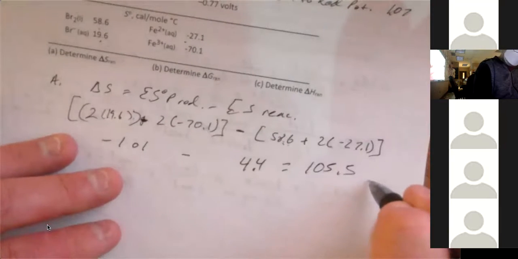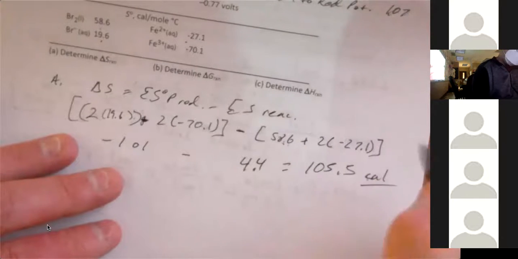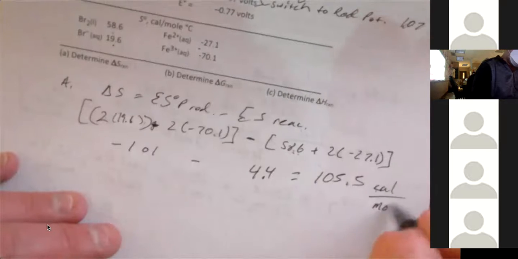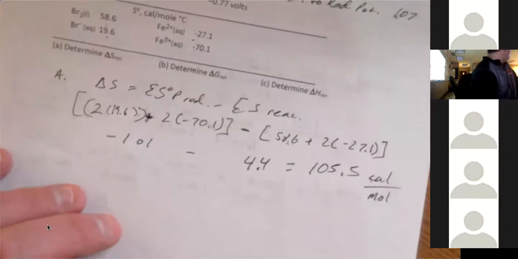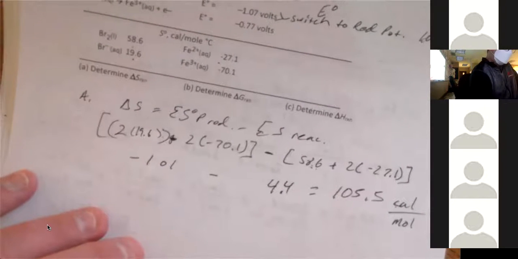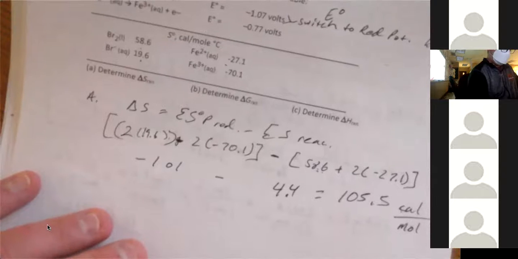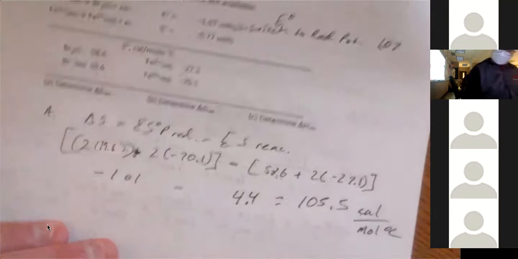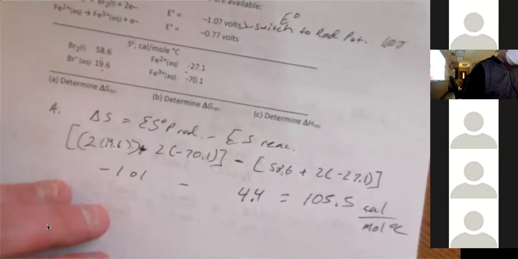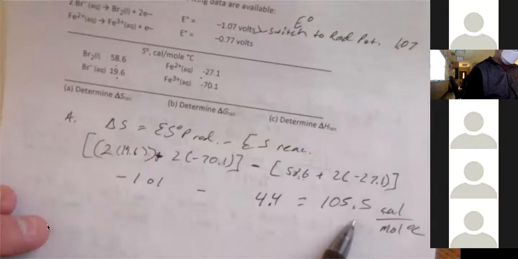And notice this is what, though? This is in calories per mole Kelvin, or actually mole degree Celsius. Calories per mole degree Celsius is the same as calories per mole Kelvin. Why? That's a change, right? Maybe not in this case. We'll leave it at this. Hopefully we don't have to change it. If we do, maybe we will. So there is A. They didn't give us any type of stipulations on that.